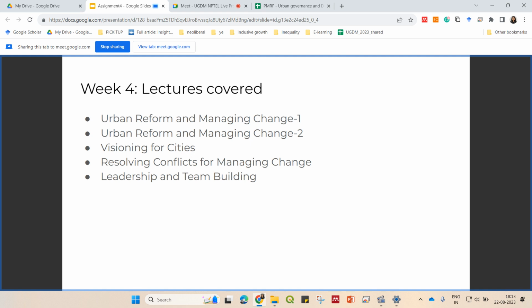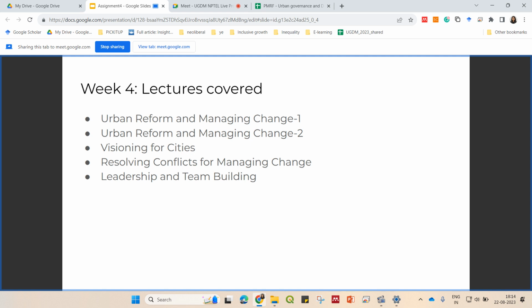In visioning of cities, you would have studied what a city vision is, how to formulate it, what are the components that make a city vision, how a vision is different to a plan, what are the key differences between city planning and making a vision for the cities, what is the role of leadership in creating city visions, and how to navigate the process of this visioning.